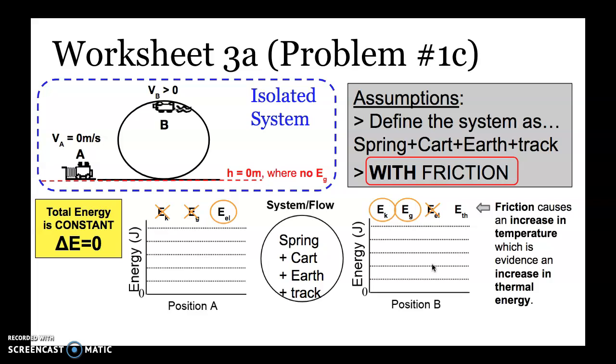No. But if there's friction, right, now we have reason to believe that there would be an increase in the temperature of my system. Thermal energy is something that we need to consider now, because as these objects rub together, just like your hands when you rub them together get a little bit warmer, so too will the thermal energy increase in this system. So now we've got some questions to answer. How do I show energy conservation?